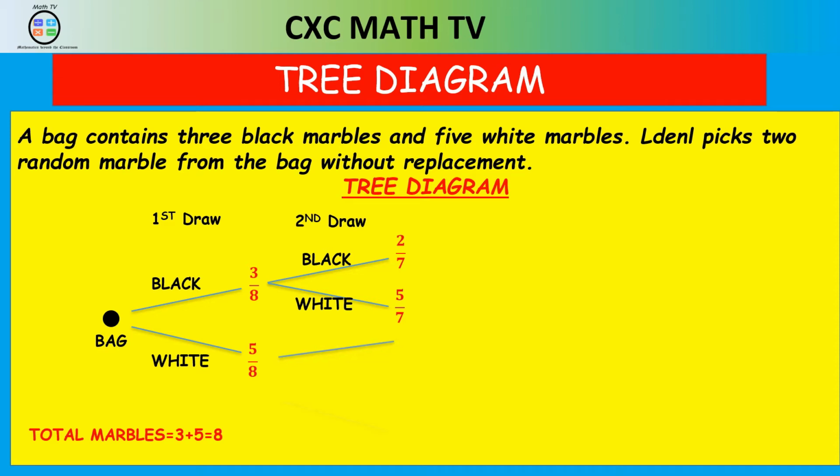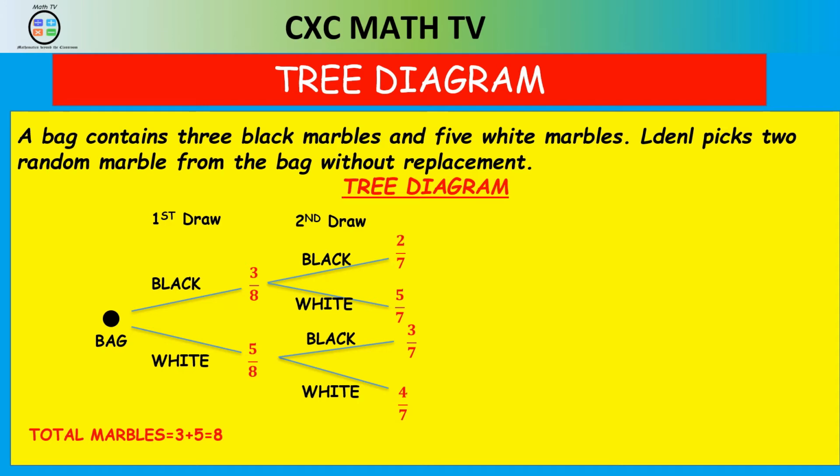Now, let's look below. If we draw a white marble first out of the bag, that would leave us with 7 marbles. But if we drew a white first, how many whites would remain? 4 whites would remain. So that's 4 out of 7 to get a white on the second draw, and 3 out of 7 to get a black on the second draw. This is what we call the tree diagram. This depicts the information of all the possibilities of what can happen.